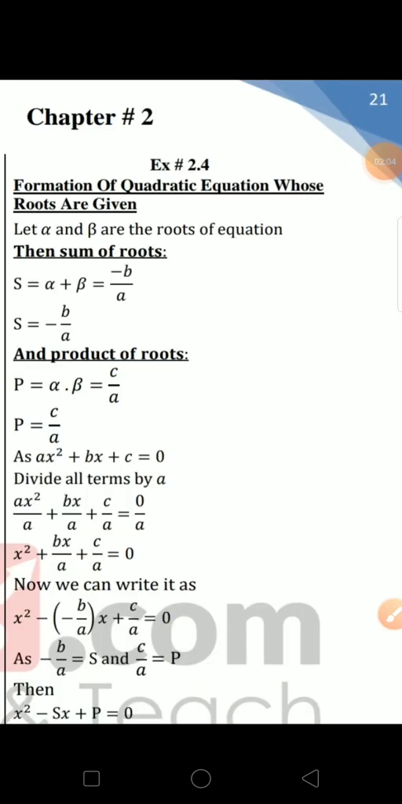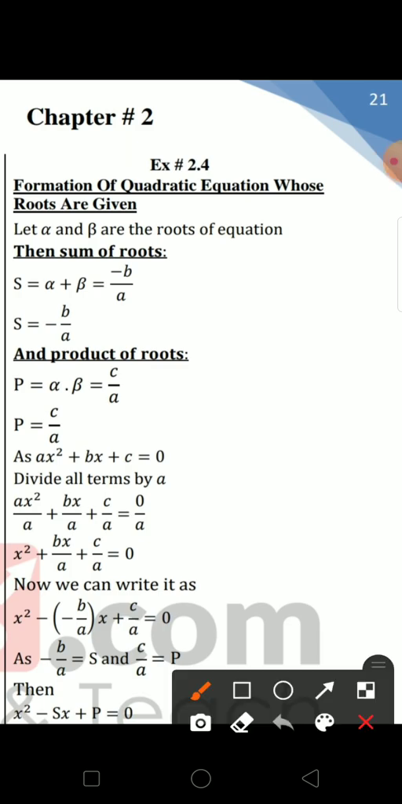Now the formation of the quadratic equation whose roots are given. So first we take let alpha and beta be the roots of the equation. Now you know that the sum of roots is equal to minus b by a. The sum of roots is denoted by S, and the product of roots alpha and beta is equal to c by a. Now we find the equation.